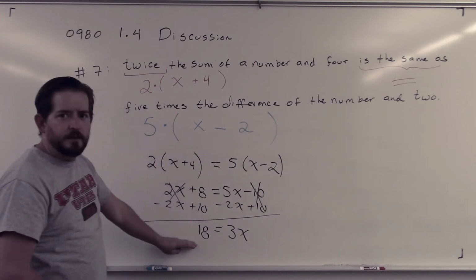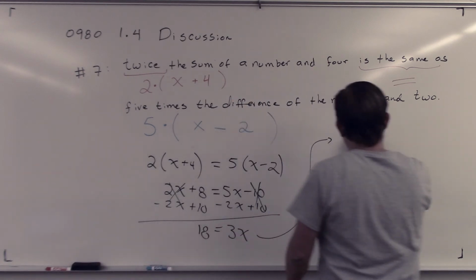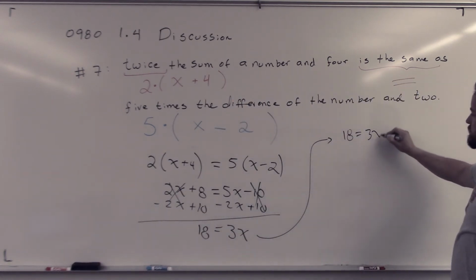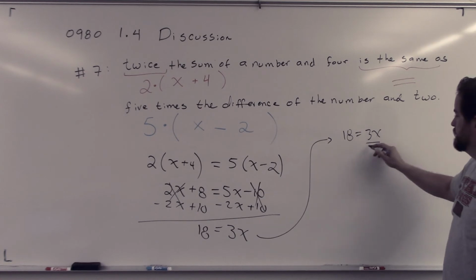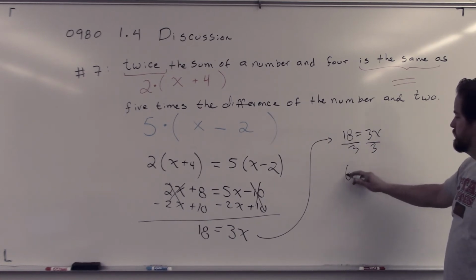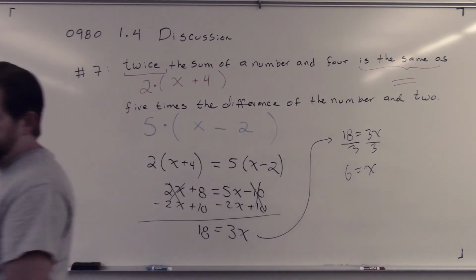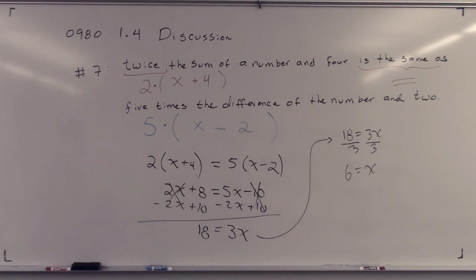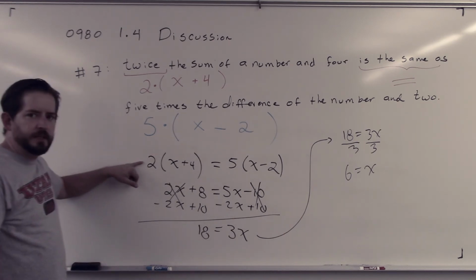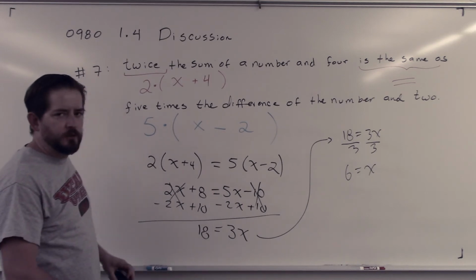Okay. And so if I divide each side by 3, right, then I end up with 6. Again, once I get to this point, the question is very easy. It's creating this equation that most students have difficulty with.